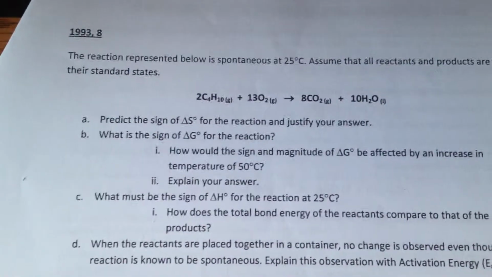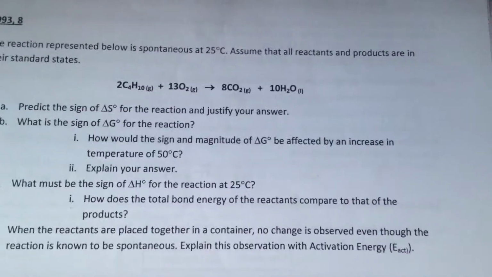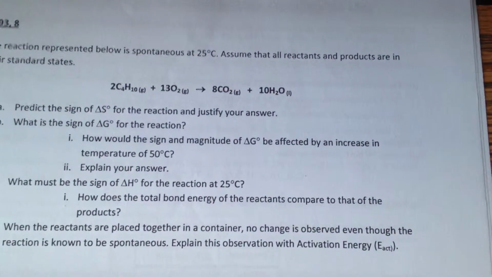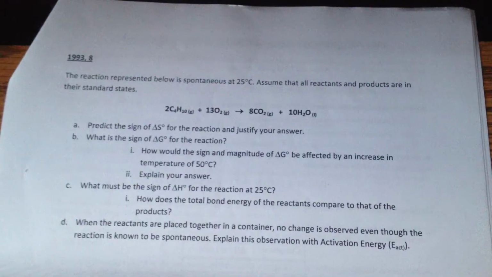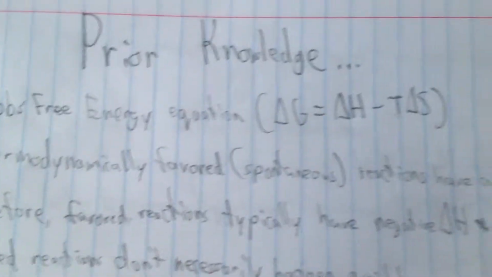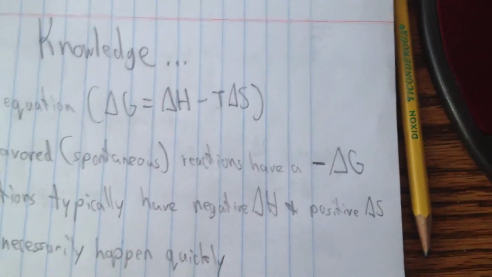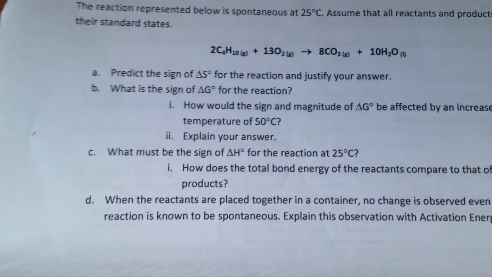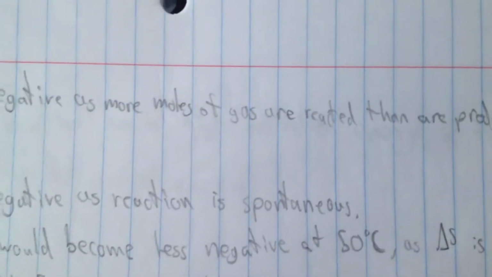Let's go to Part B. What is the sign of delta G for the reaction? How would the sign and magnitude of delta G be affected by an increase in temperature of 50 degrees Celsius? For this question, let's go back to our prior knowledge. We know that the Gibbs free energy equation is delta G equals delta H minus T delta S, and that thermodynamically favored or spontaneous reactions have a negative delta G value. This means that for the first part of Part B, the delta G value is negative, as the reaction is spontaneous. Now for the second part.